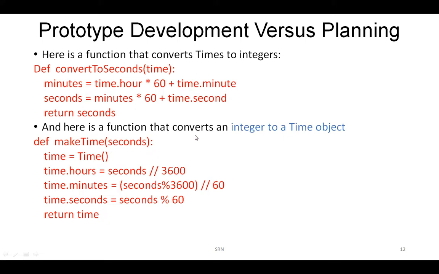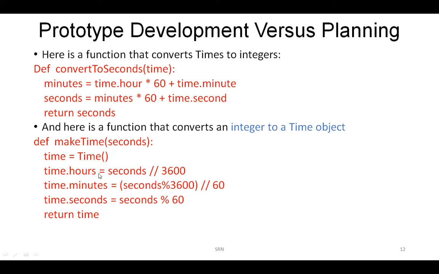And here is a function that converts integer to a time object. Now that we have converted the time object to an integer, we should also be able to make the other way. That is, we should also be able to convert the integer to the time object. So here we have make time second. It takes this time as an argument, creates a new object time. Time dot hour is seconds divided by 3600. So this division will give us the integer value of the division, because 1 hour takes 3600 seconds.